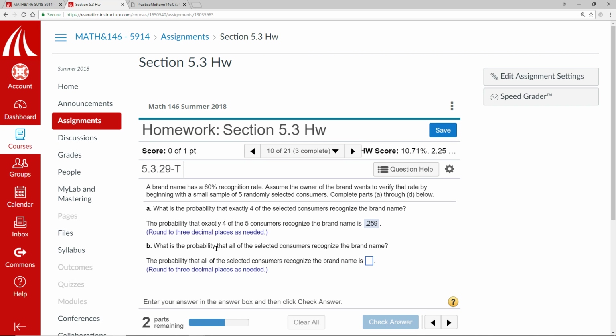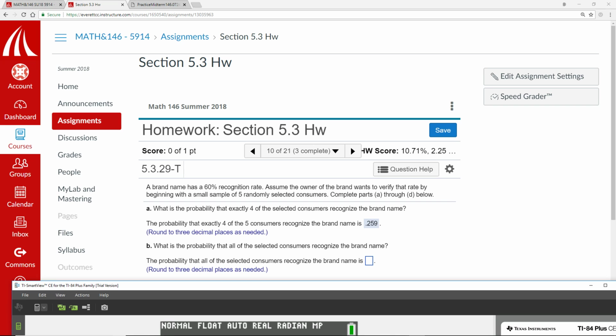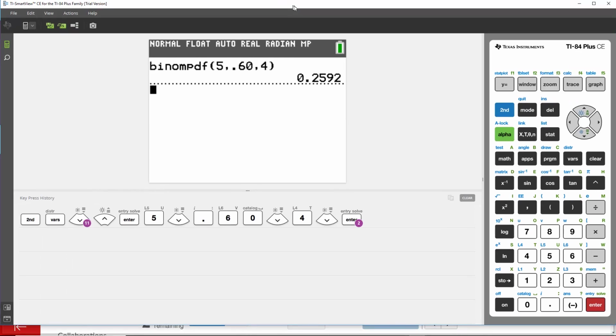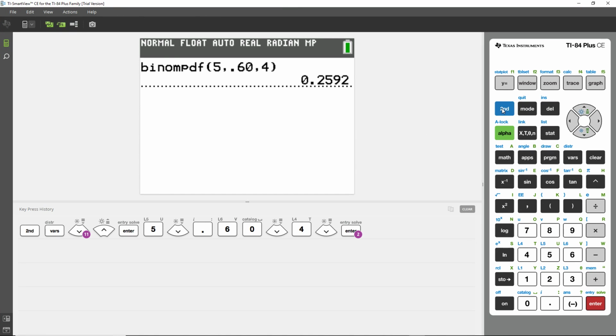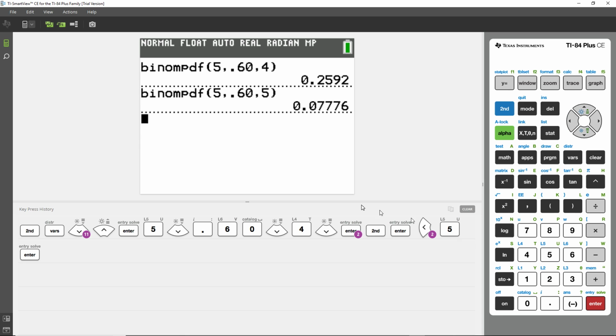What is the probability that all of the selected consumers recognize the brand name? Well, that's all. So out of n is 5, that means all 5. I'm just going to do a second entry and change it from 4 to 5. Hit enter. All right, very low, right? 0.077, so 0.078.